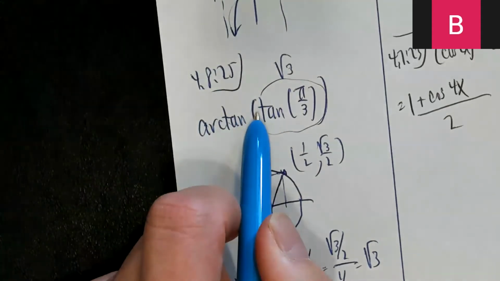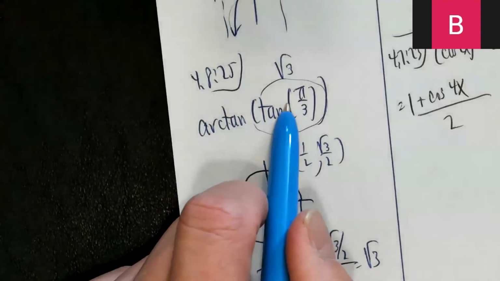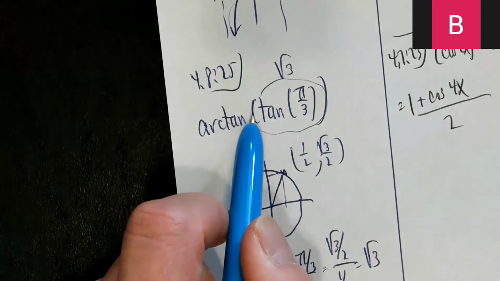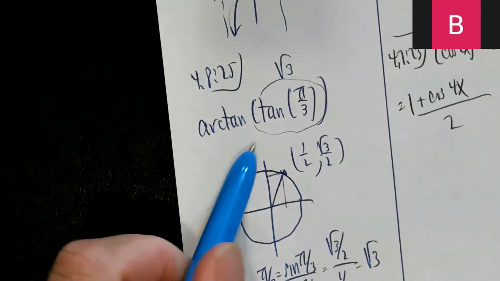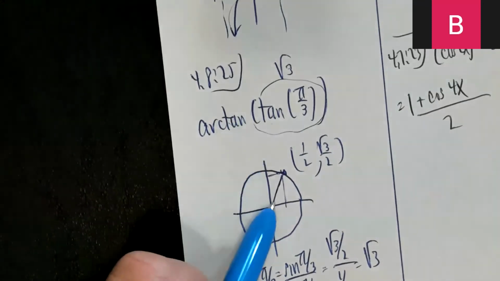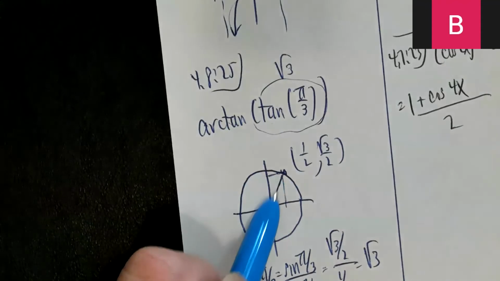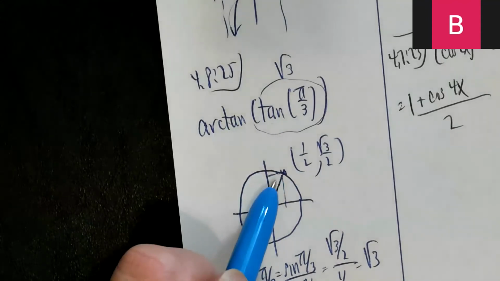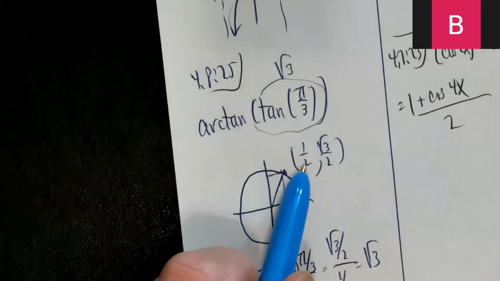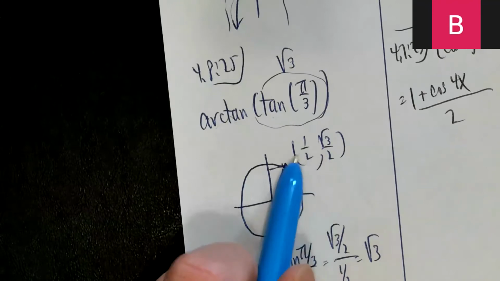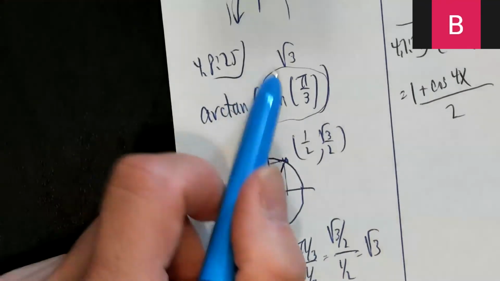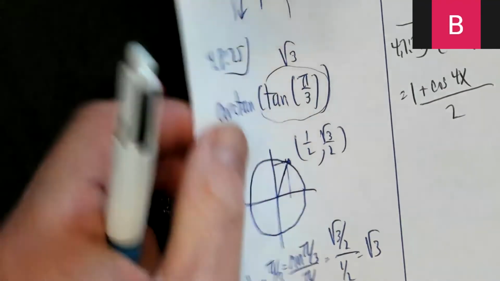Arctan tan pi over 3. Okay. Let's actually work it out. Tangent of pi over 3. Sine over cosine. So the ordered pair is 1/2 comma radical 3 over 2. Sine over cosine is radical 3 over 2 divided by 1/2, which is radical 3. So this thing comes out to be radical 3.